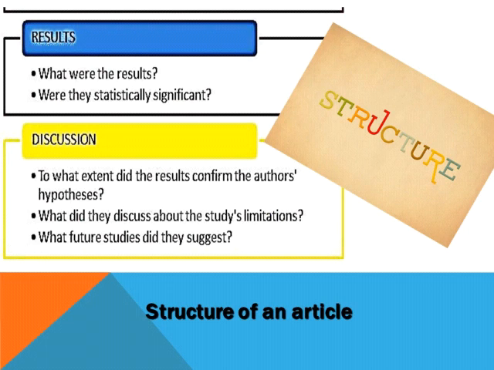Then comes results. What were the results? Were they statistically significant? That is what you need to find out. To what extent did the results confirm the author's hypothesis? Now, discussion, normally we do not advocate that it should be read first because there are a lot of hypotheses there, pathophysiology or biochemistry has been put in to augment the result. Actually, what we have to find out is what the results are. Discussion should not influence us wrongly, and that is why in critical appraisal, discussion should be at the last.